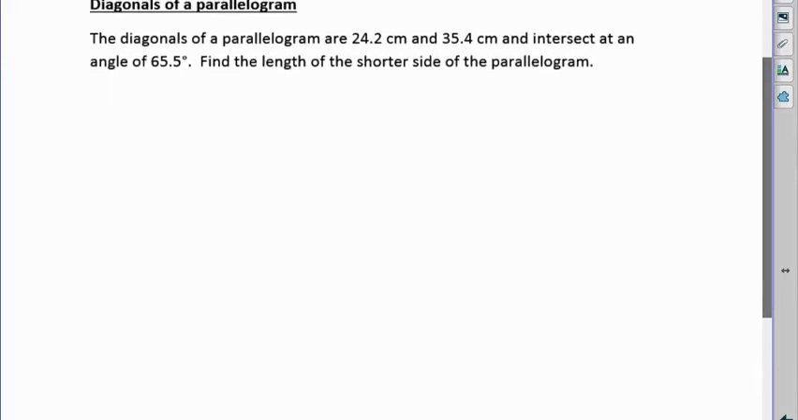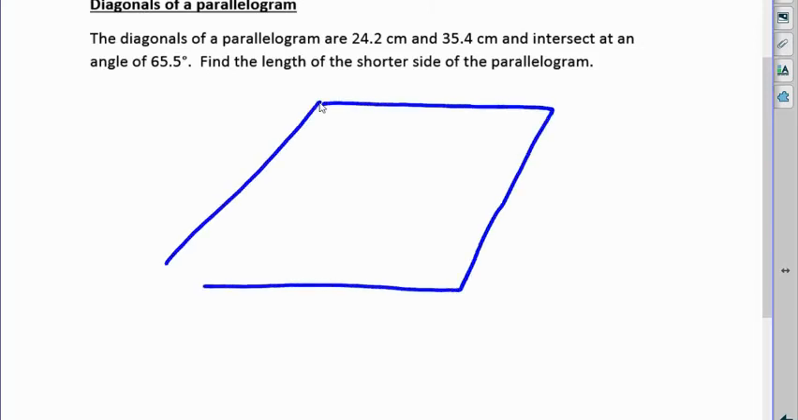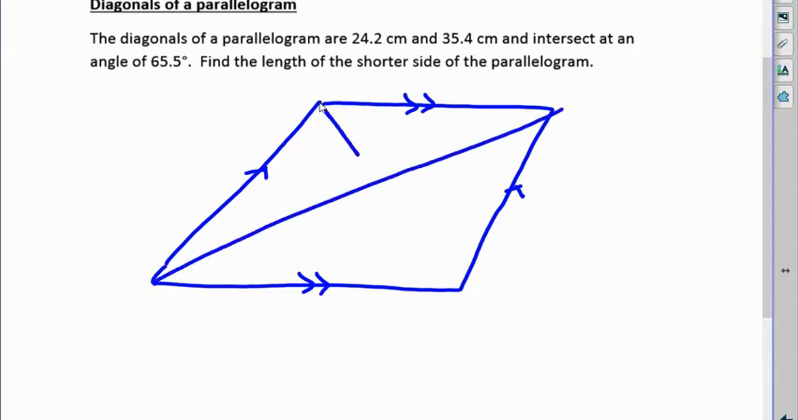We have a parallelogram. Draw that nice and big. I'll add some markings to show that those sides are parallel to each other. And they say that they have diagonals through this parallelogram. What's interesting about parallelograms is that their diagonals will bisect each other, so we know that these are going to be congruent with each other.